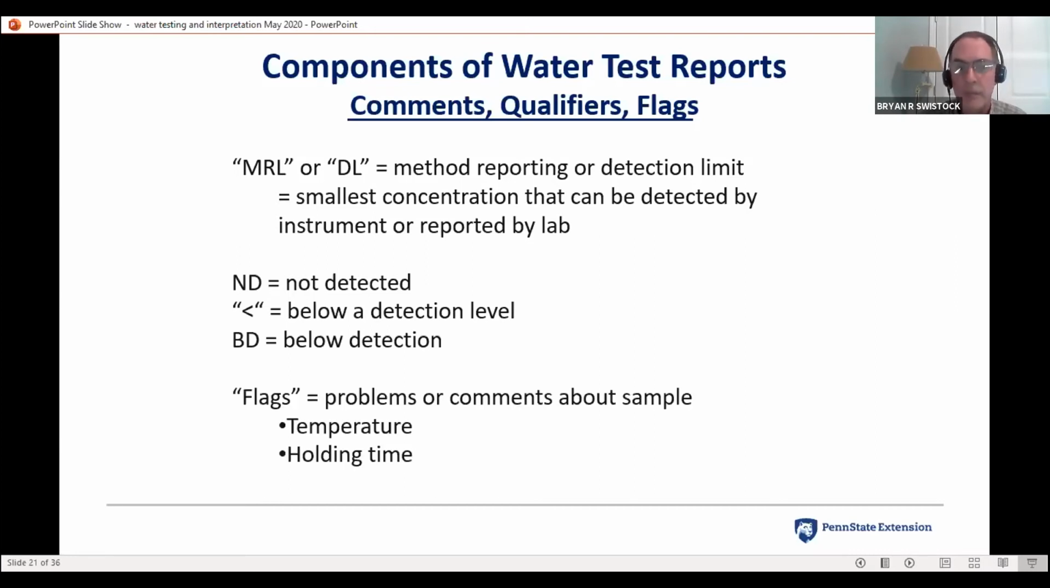And then finally, there can be flags or qualifiers, and these are things like, the water was too warm when it got to the lab, it wasn't on ice, it violated a holding time, which means it took too long to get to the lab. It should have been here sooner for us to accurately measure the pH or the bacteria or whatever it might be. Or there might have been a problem with the quality control data, and they'll put a flag in saying, hey, the quality control data wasn't very good for chloride or for sodium.